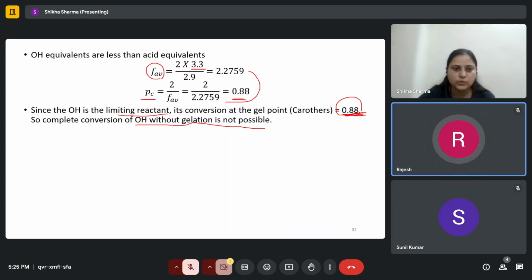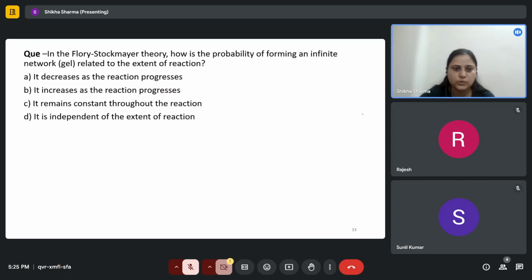No doubt. So the next question is, in the Flory-Stockmayer theory, how is the probability of forming an infinite network or the gel related to the extent of reaction? It decreases as the reaction progresses, it increases as the reaction progresses, it remains constant throughout the reaction, or it is independent of the extent of reaction.